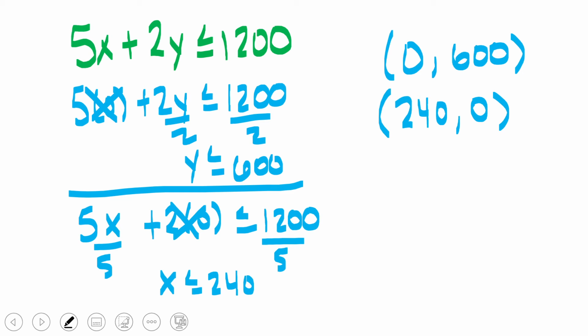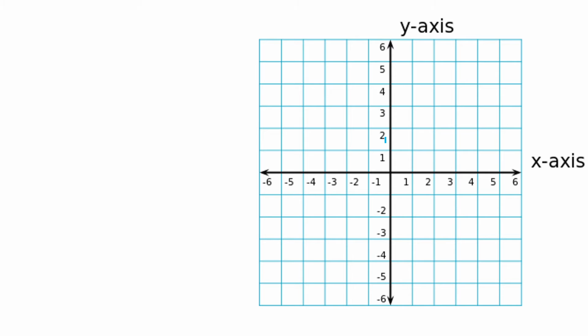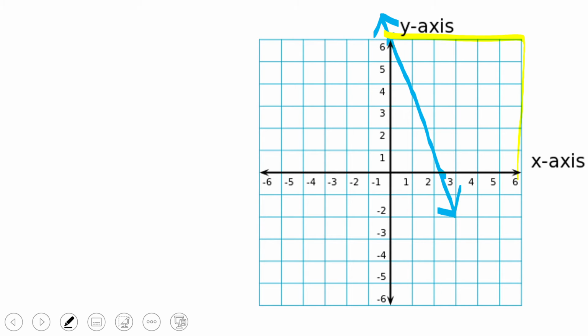We're going to go to our graph and graph that. My graph says 1, 2, 3, but we'll make it 100, 200, 300, and we can do that. So it's 0, 600, and 240, 0. The graph is going to kind of run right here. Remember, because we want a profit, we're working in the positive region, quadrant 1.